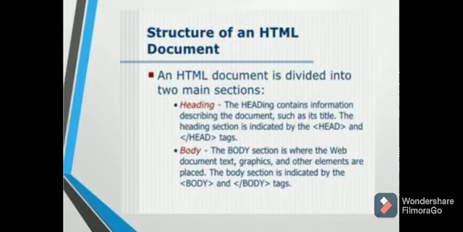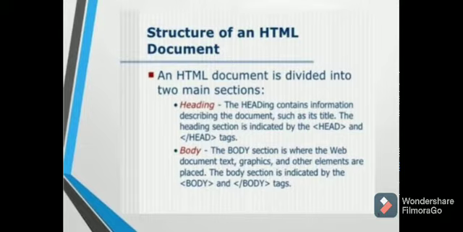Now let's see the structure of an HTML document. An HTML document is divided into two main sections. One is heading and another is body. The heading contains information describing the document such as its title. The heading section will include a head tag, and head tag is a container tag. So both beginning and ending will be there.